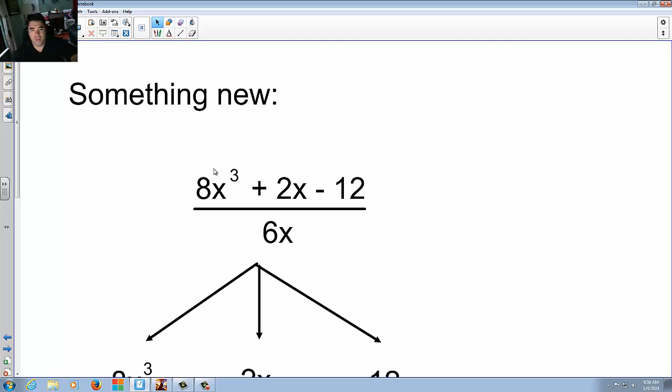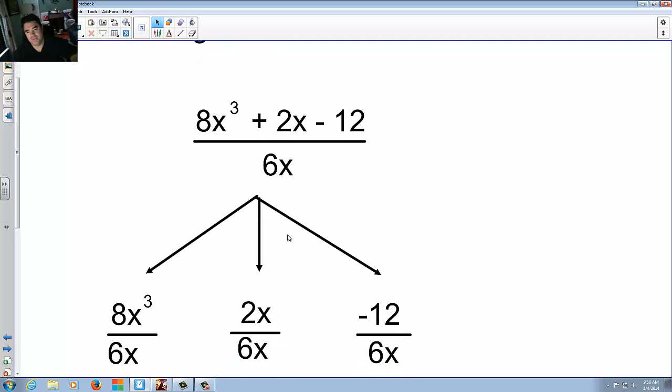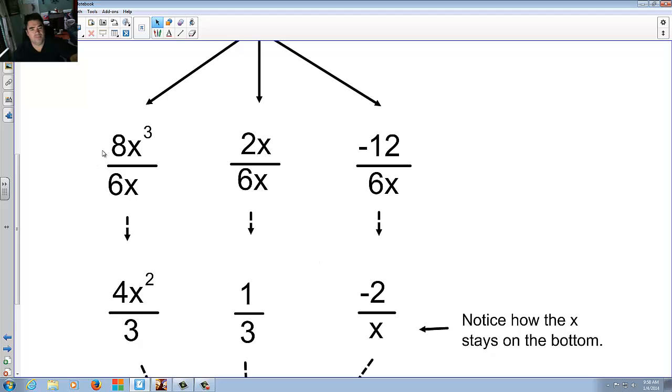Something new. We're going to divide all these 3 by 6x, but take a look at what happens. So 8x cubed divided by 6x, 2x divided by 6x, and negative 12 divided by 6x. But 8 divided by 6, you just get 4 over 3. 3x versus 1, 2 went on top. 2 over 6 makes 1/3. The x's cancel. Okay, but here, negative 12 divided by 6 is negative 2.